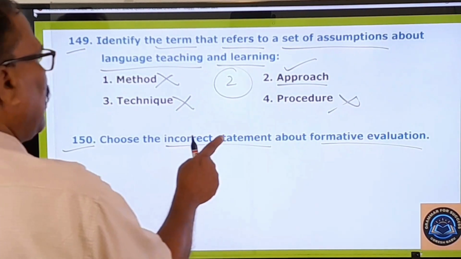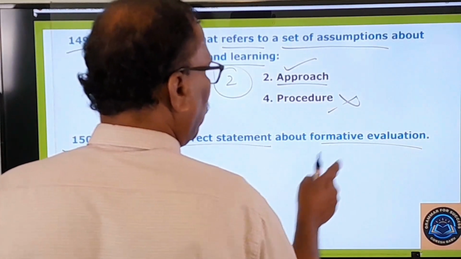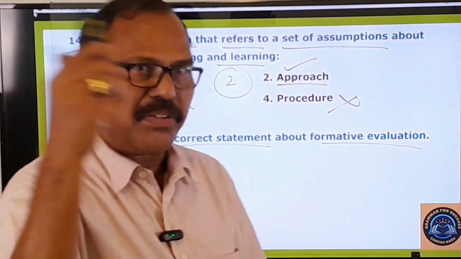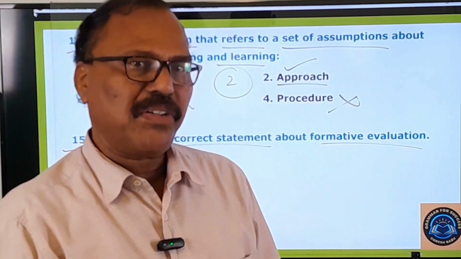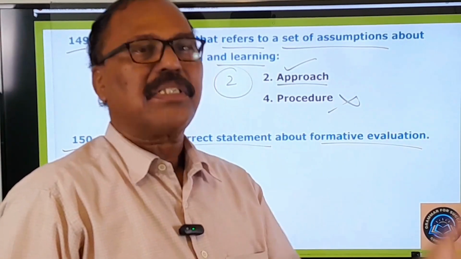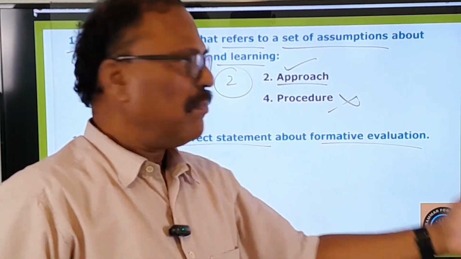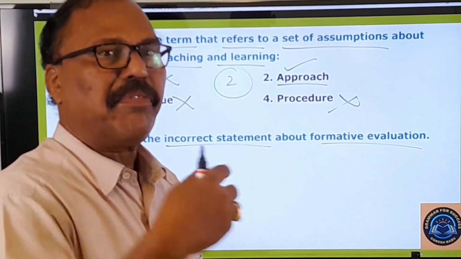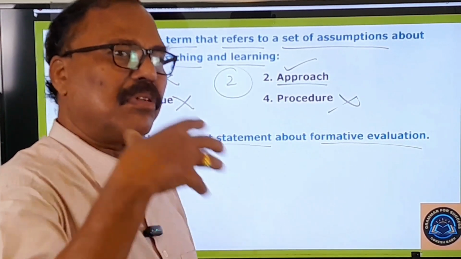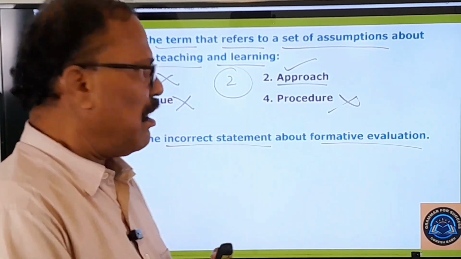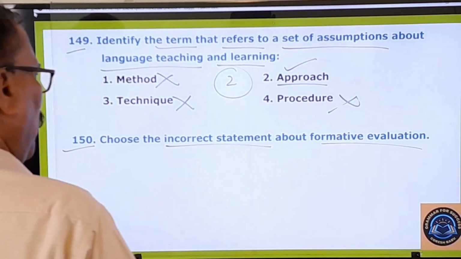Choose the incorrect statement about formative evaluation. We have two kinds of evaluations, formative evaluation and summative evaluation. Summative evaluation is done at the end of the academic year. Formative evaluation is done very frequently, to study or to test the progress of the children. That is there. Formative evaluation, you know very well about that.